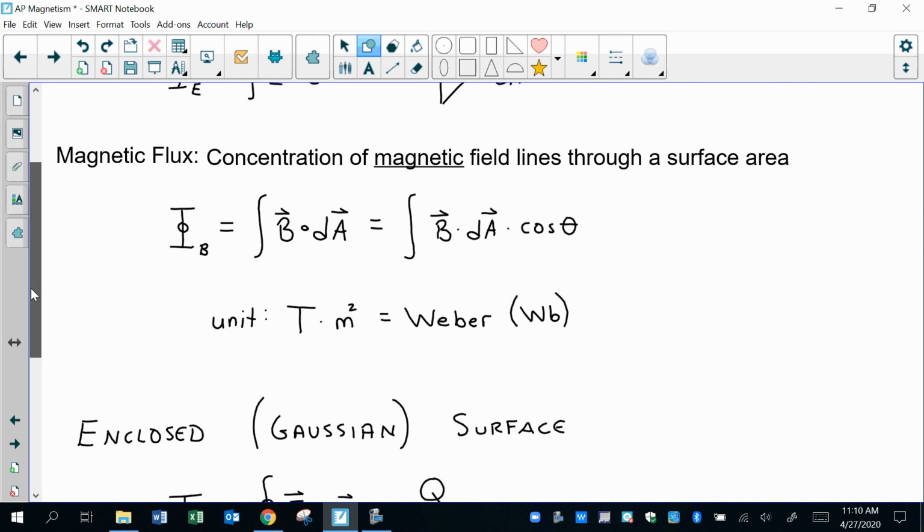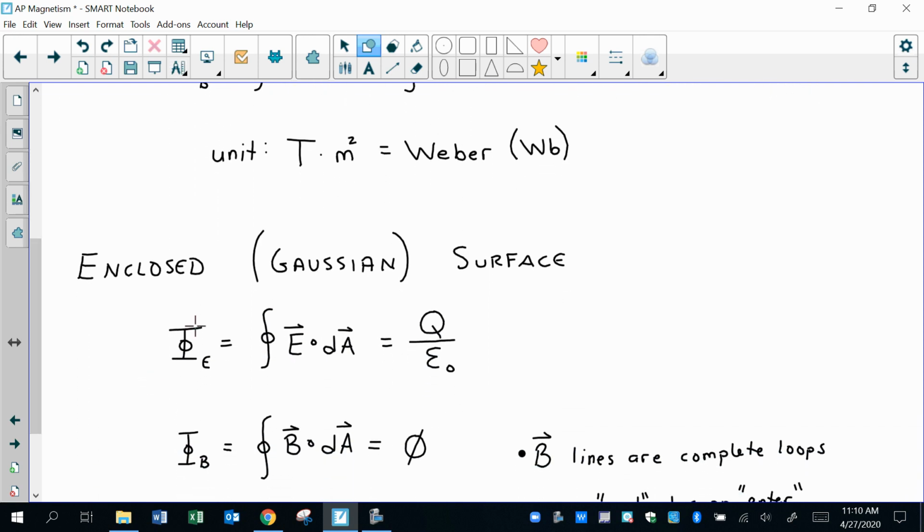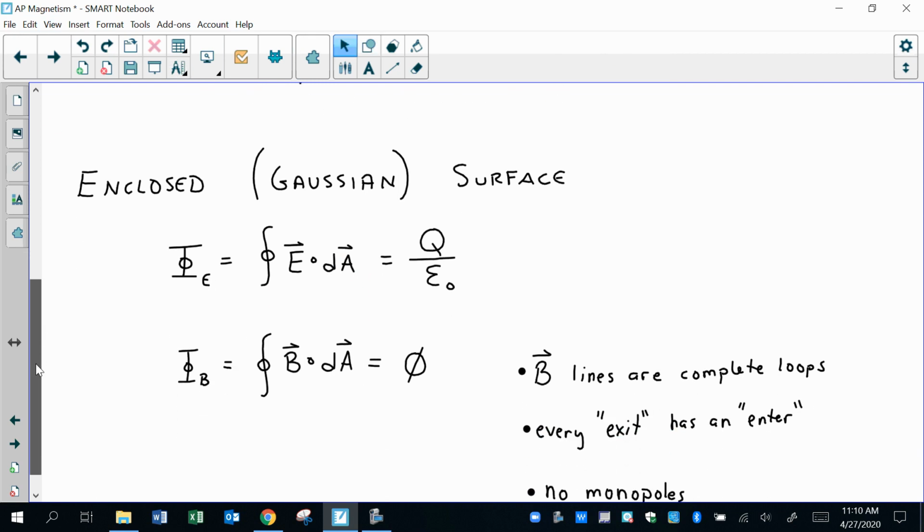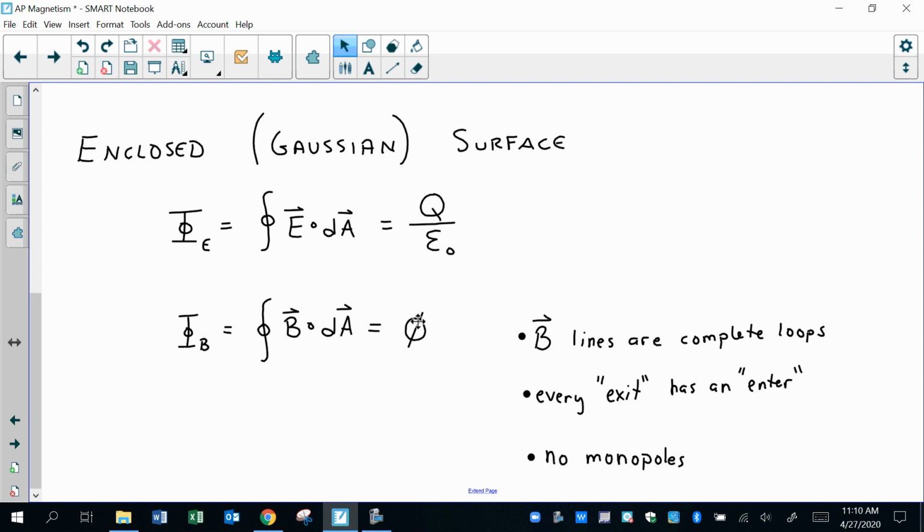That just sounds weird. Now, Gaussian surface, we know how that works for an electric field. When it comes to a magnetic field, Gaussian surfaces are nice because it's always 0. This right here tells us we have a closed 3-dimensional shape. Well, we know that our magnetic field lines are complete loops, so every line that exits and gives us a positive flux has to enter somewhere else and give us an equal amount of negative flux. Because we have no monopoles, we will get 0 for our Gaussian surface every time. Our flux will always be 0 when it comes to a magnetic field.